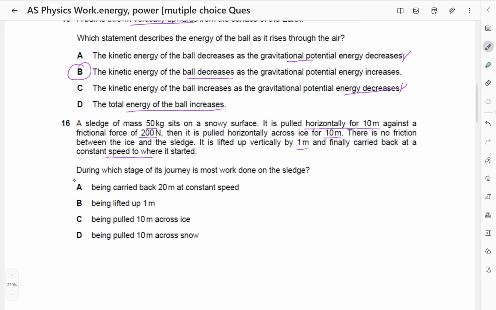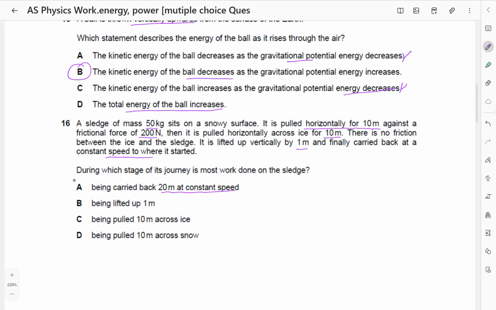Most of the work is done when there is friction. So being carried back 20 meters at constant speed. So at a constant speed, there is no change in kinetic energy. So it means the work done is only used to overcome friction. So let's check at 20 meters. Where is 20 meters? It is pulled horizontally for 10 meters against friction of 200. Then it is pulled horizontally across ice for 10 meters. There is no friction between the ice and the sledge.